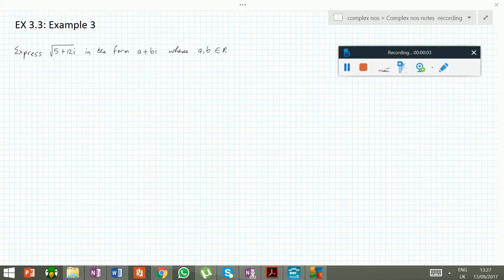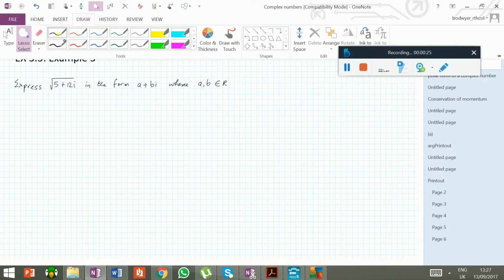Okay, now the third type of question that can be asked in this exercise is something like this. You've got to express the square root of 5 plus 12i in the form a plus bi. Now the numbers a and b both have to be real, so you can't get any complex number answers there.